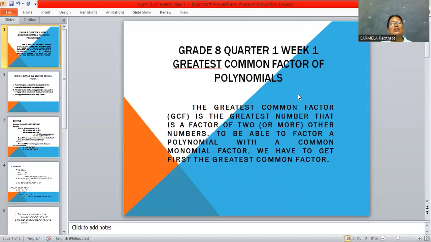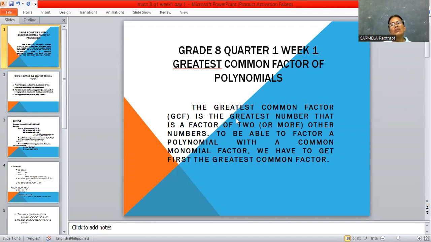So, greatest. What is the meaning of greatest? It is a synonym of largest. If the given numbers are 2, 3, and 5, what is the greatest number or the largest number? It's 5, the biggest number.